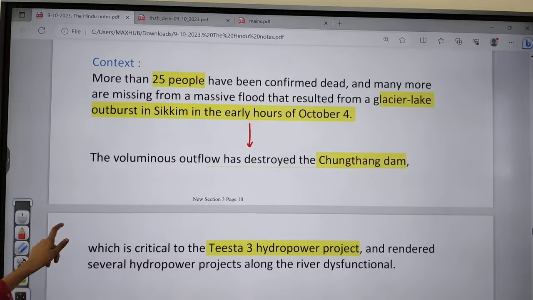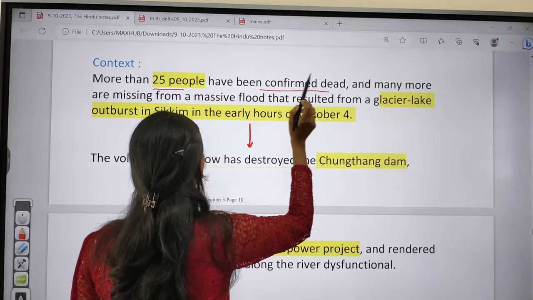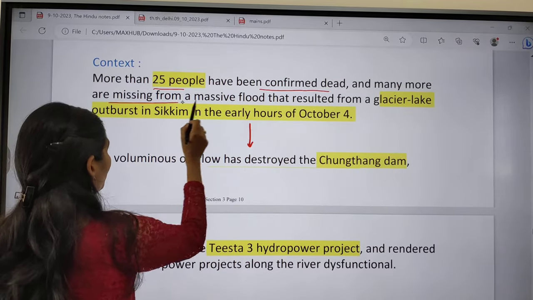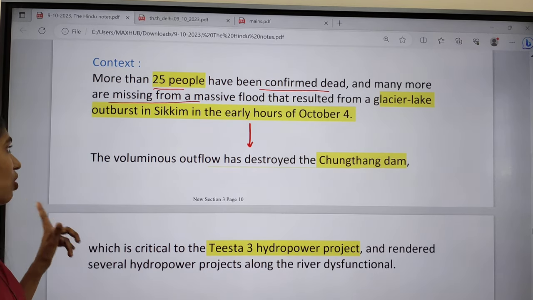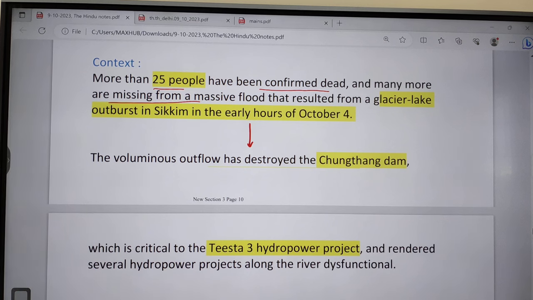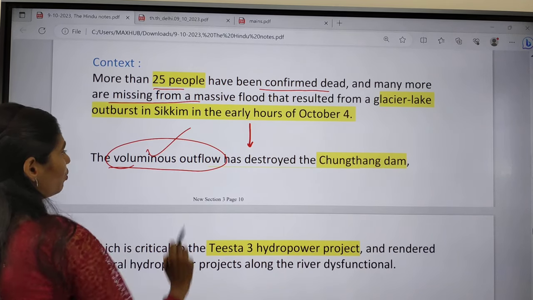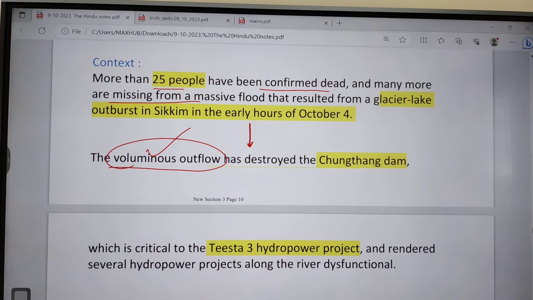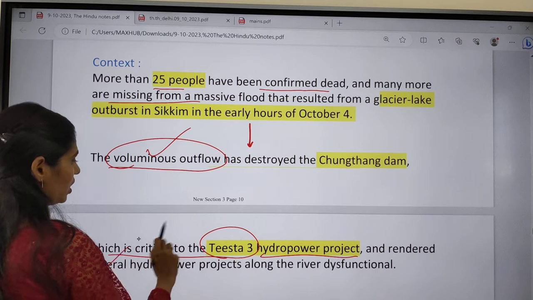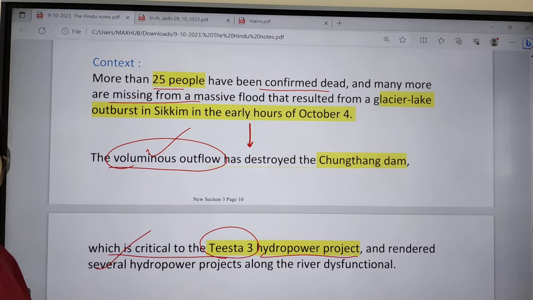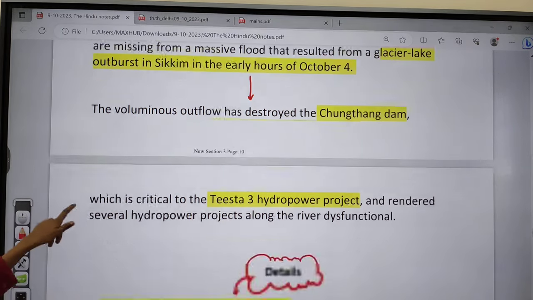If you see the context, it says that about 25 people have been confirmed dead, and apart from that, many people are missing from a massive flood that resulted from a glacial lake outburst in Sikkim. It happened on October 4th. The flood led to a voluminous outflow that destroyed the Chungthang Dam, which is very critical to the Teesta hydropower project. So this power project became dysfunctional because of this disaster.